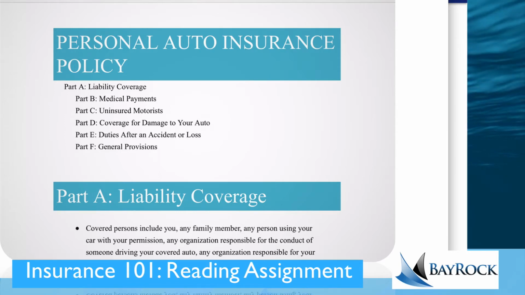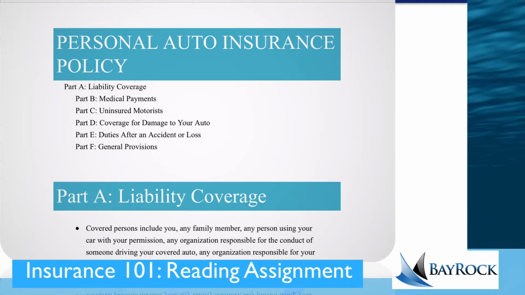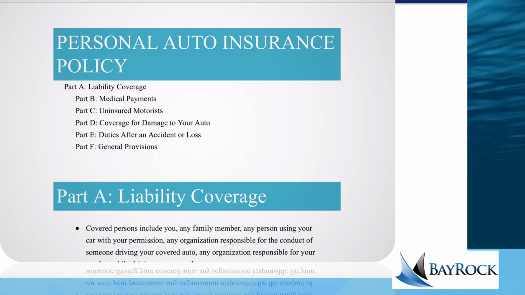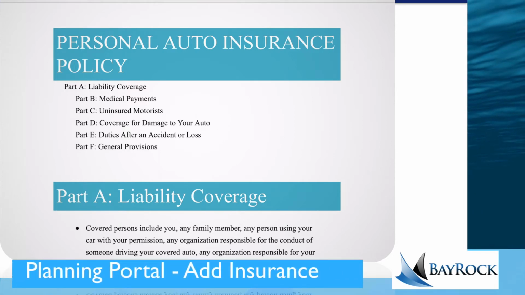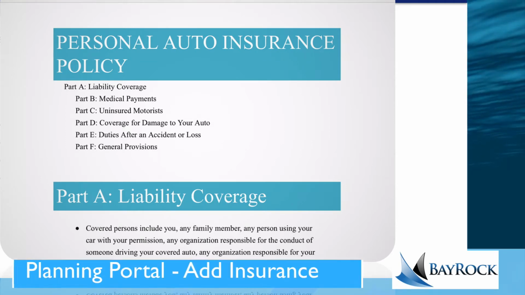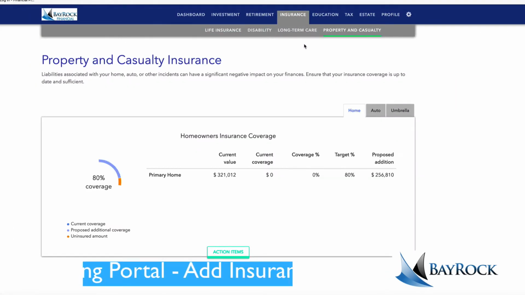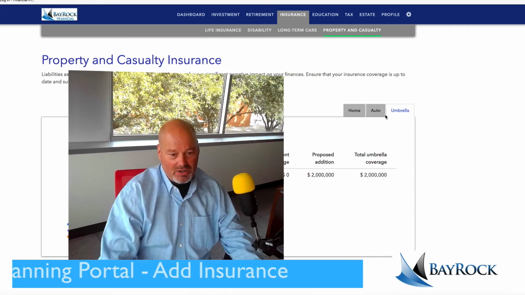There's really no test. What you're going to do instead of a test is you're going to jump into your financial planning portal, and you'll notice that I've opened it up and included insurance. So you can see at the top we have insurance, life insurance, disability, long-term care. Those are 3 that we will cover next week. But this week we're in property and casualty. So you'll notice down here we have home, auto, and umbrella.